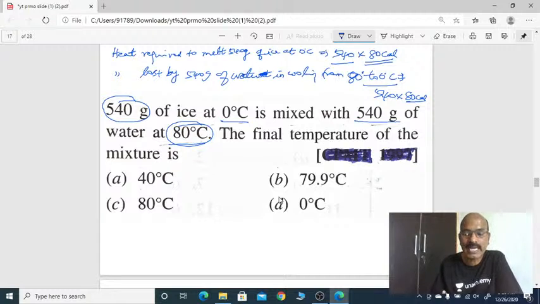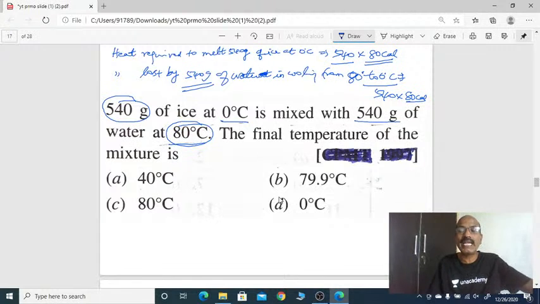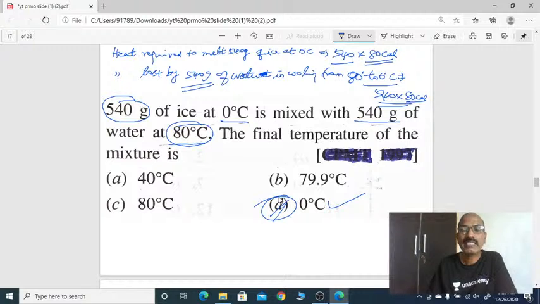Now see that in both cases, both are equal. The heat required to melt 540 gram of ice at 0 degree is equal to the heat lost by 540 gram of water in cooling from 80 degree to 0 degree. The values are the same. So the final temperature is 0, since the heat required to melt the ice and the heat lost by water are equal. So the temperature will be 0 degree Celsius. D is the correct answer.